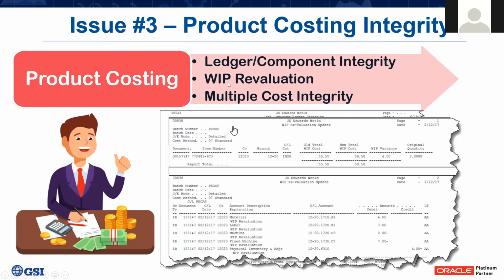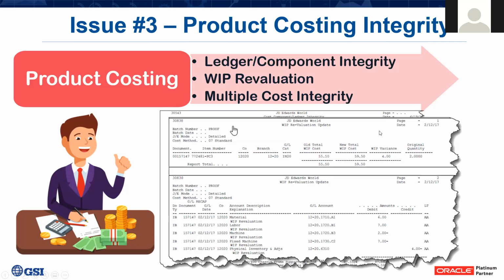If you run a WIP revaluation after you do your cost roll, that's what goes out and updates all the work orders out on the floor so that that variance gets eliminated. Okay, so if you're running manufacturing and you did not know that WIP revaluation should be part of your cost roll process, now you do. Okay, so please keep that in mind. It's a very, very important part of the costing system.